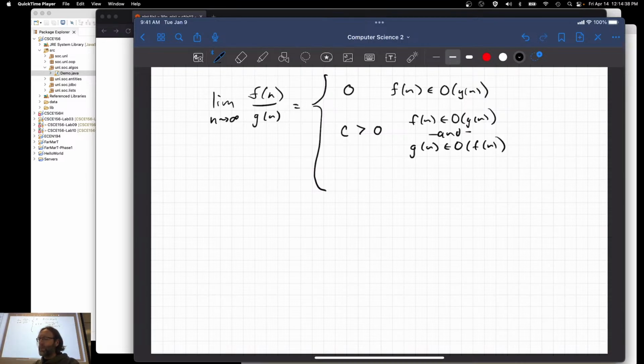In fact, we have another term for this. We say that f of n is theta of g of n. That's an asymptotic equivalence. It has a different definition. It's bounded above and bounded below. We won't get into that, though.